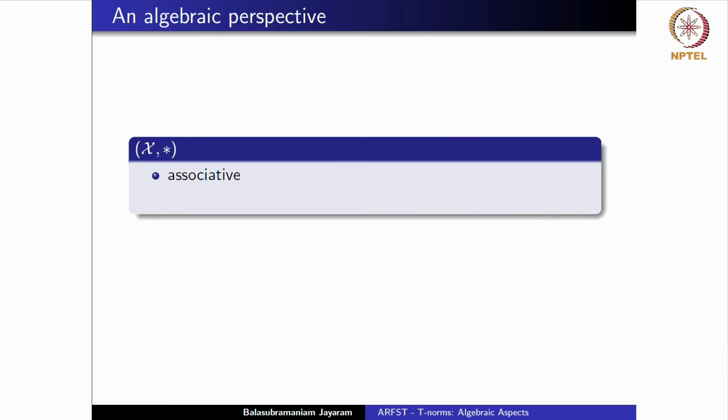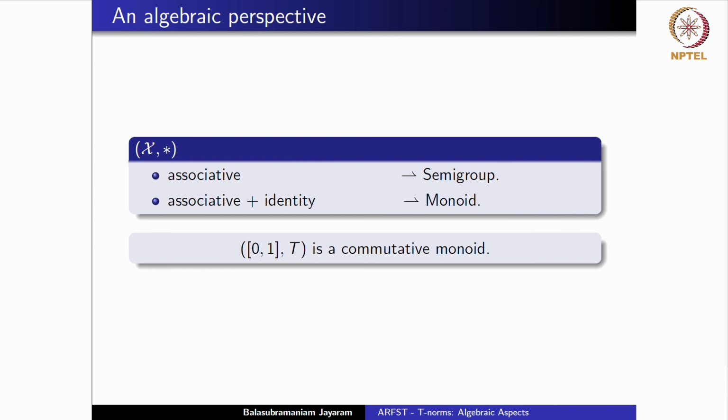Given a set X and a binary operation which is closed on it, that means star is from X cross X to X. If it is also associative, we call it a semigroup. If it also has an identity, we call it a monoid. And what we know is if we take the set [0,1] and consider a t-norm as just a binary operation, we see that based on its properties, it is actually a commutative monoid: associative, commutative, and with an identity element.